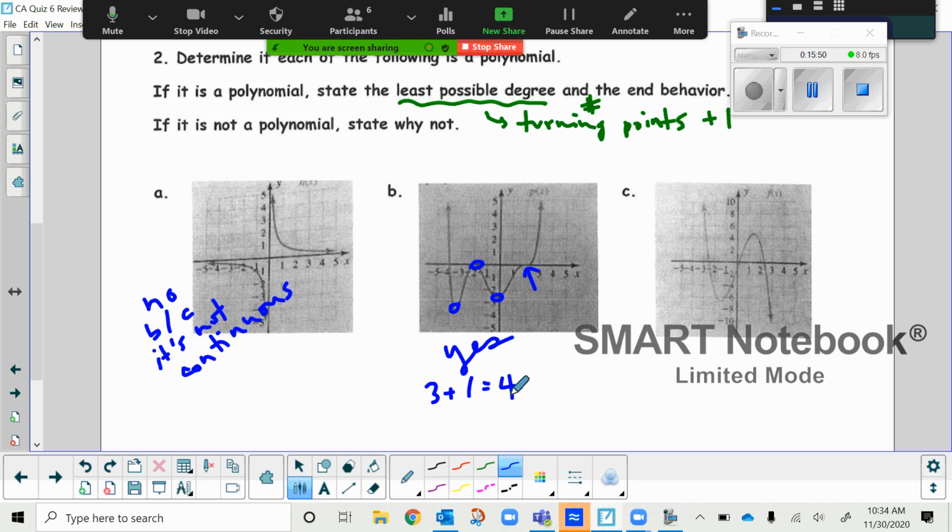What's the end behavior for B? We talked about how it's the easiest thing you're going to do this year besides put your name on your paper. Up, up, right? So you need 2 answers, the left end behavior and the right end behavior. It's this stuff right here. It's X.